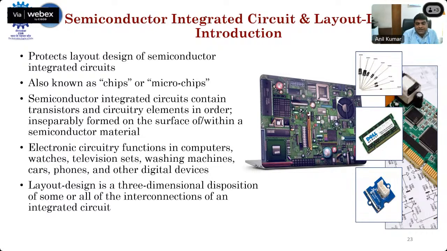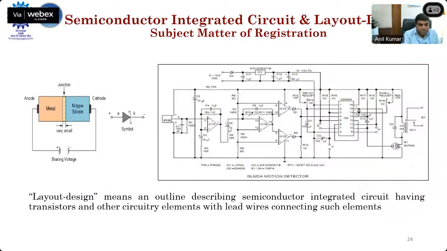So we see these kinds of circuitry elements in electronic items such as watches, televisions, and all kinds of equipment that we use in daily life. They have these elements, and making these products smaller requires a certain degree of intellectual creation. So that's the reason we have this law. The definition given for layout designs is an outline describing the semiconductor integrated circuit having transistors and other circuitry elements connected with lead wires. So basically the protection is given to the map.